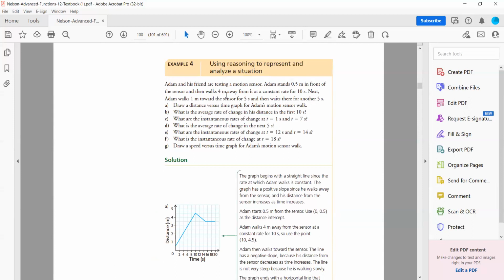Adam and his friend are testing a motion sensor. Adam stands half meter in front of the sensor and then walks 4 meters away from it at a constant rate for 10 seconds. Next, Adam walks 1 meter toward the sensor for 5 seconds and then waits there for another 5 seconds. And we have a whole set of questions. Draw a distance versus time graph for Adam's motion sensor walk. Let's start with that.